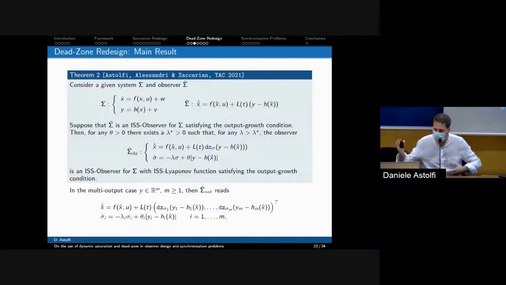And well, I will make the long story short. We just have another result, which says that if you pick an observer which is ISS and respects the output growth condition, and you apply this dynamic dead zone, you still preserve the fact that you obtain another observer which is ISS, satisfying the output growth condition. Again, we can also think about having multiple outputs, so cut at each output.